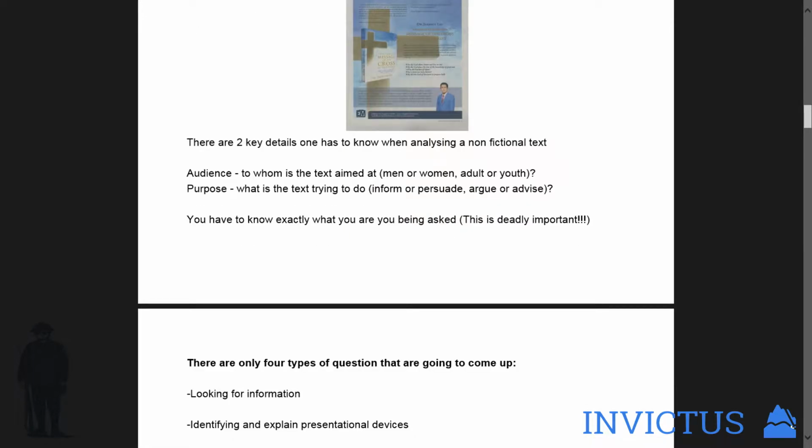So yeah. There are 2 key details one has to know: audience and purpose. Because if you don't know who your text is aimed at, and what the text is trying to do, you basically have no idea what you're going to write. And again, if you're writing your own text, you have to know what your audience and purpose is. Because for everything, even in the future in real life, if you don't know what you're writing for and whom you're writing to, it's pointless. So please know exactly what you're being asked.